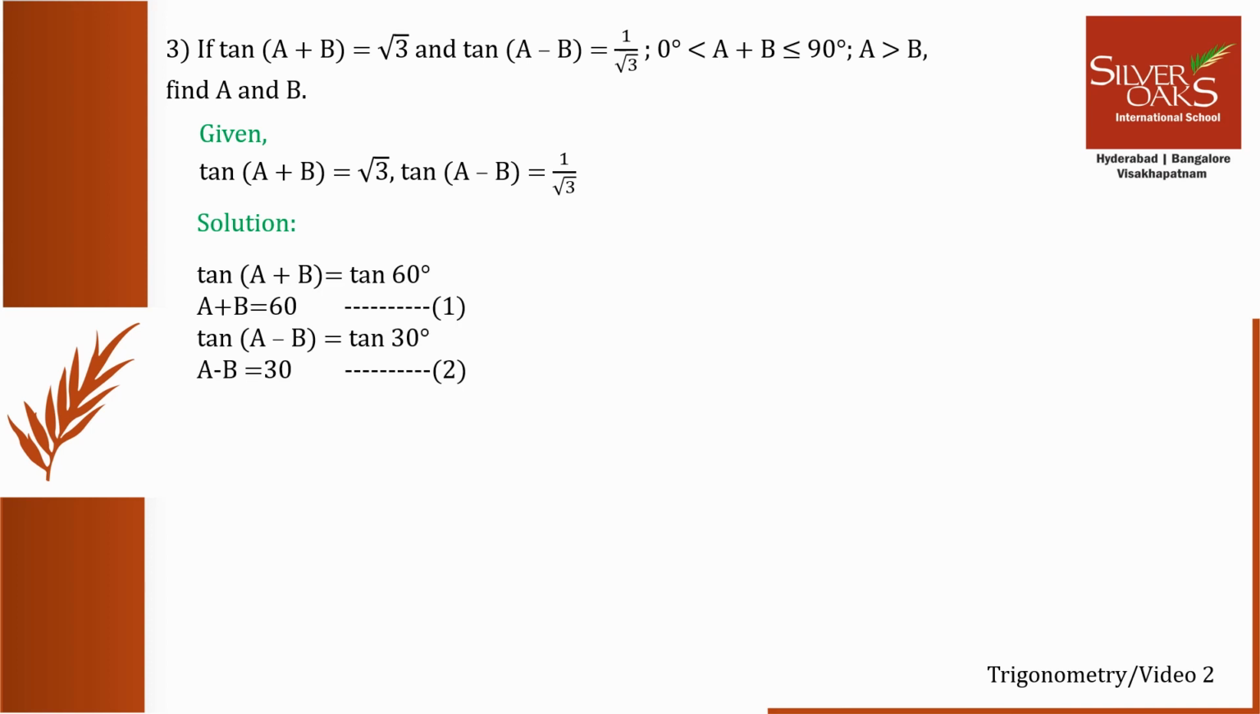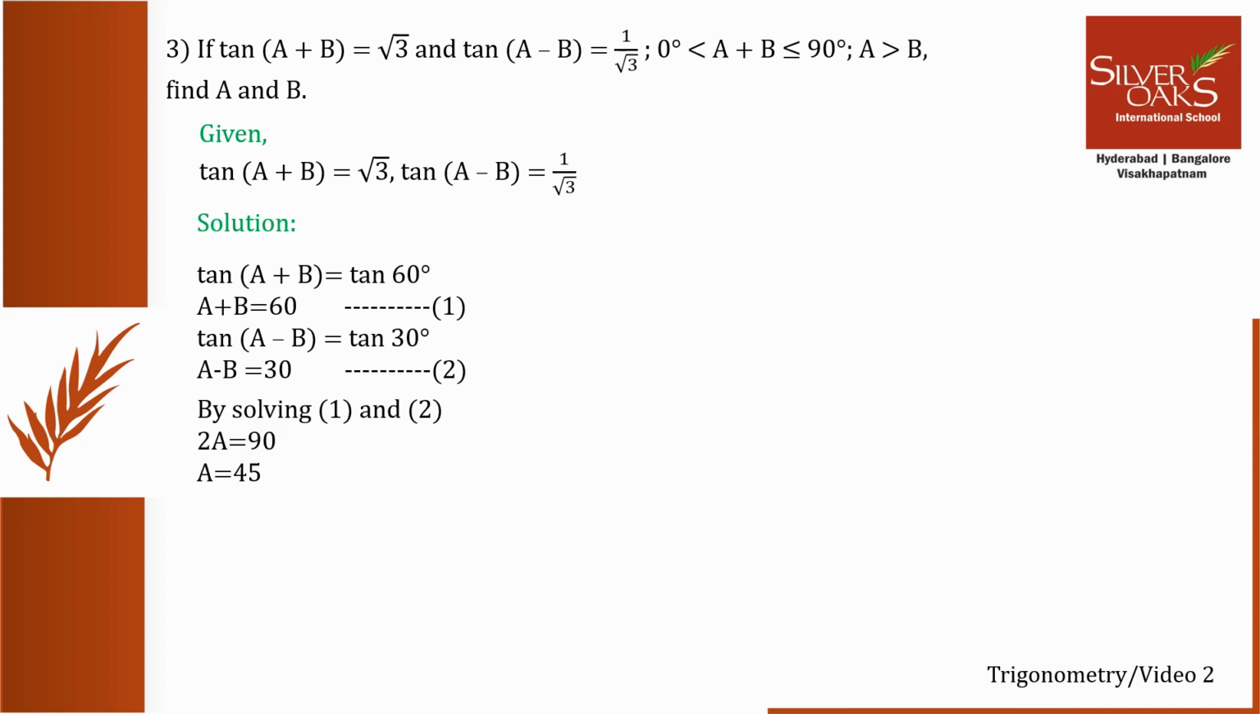Then write tan of a plus b is equal to root 3, which is tan 60. So in the place of root 3 write tan 60. Tan gets cancelled and a plus b is equal to 60. In the same way, tan of a minus b is given as 1 by root 3. Tan 30 degrees is nothing but 1 by root 3. So a minus b is equal to 30.